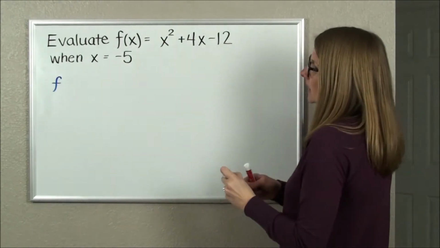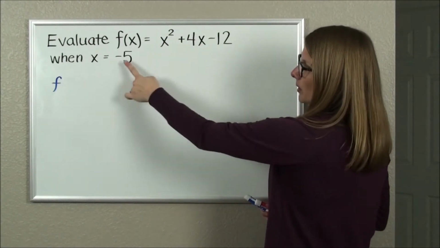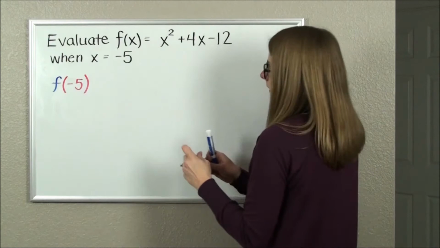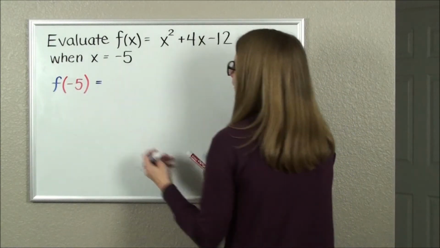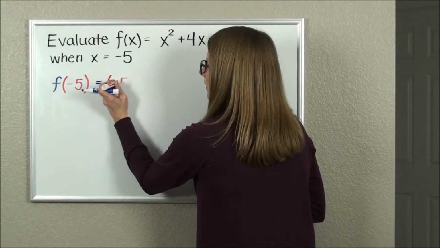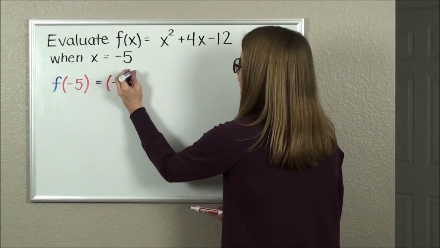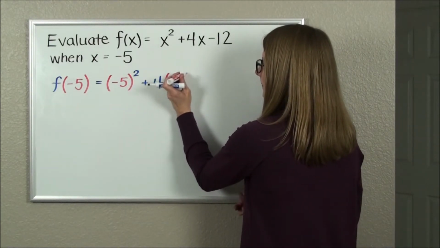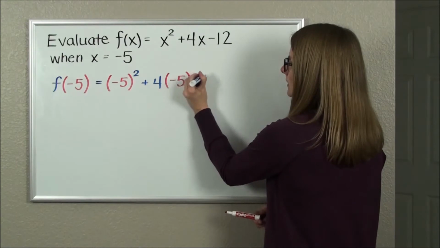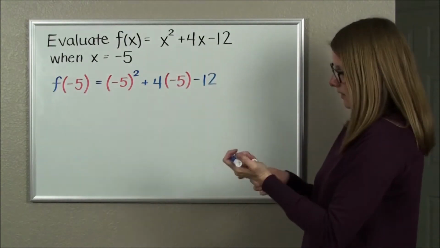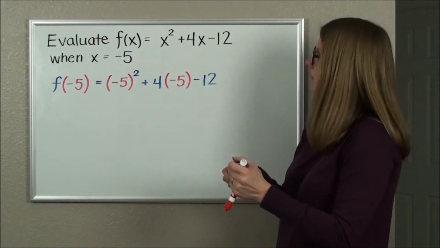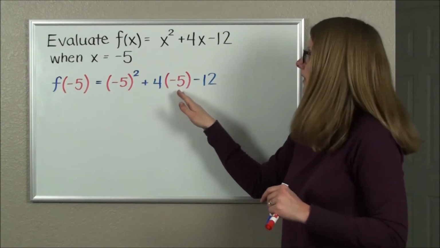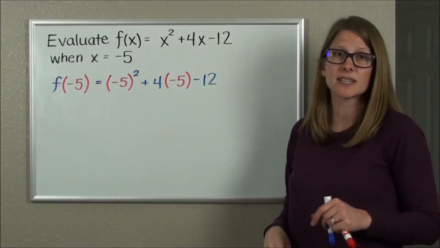So let's start by plugging things in. Wherever I see x's, I want to put this negative 5. So f of negative 5 equals... And then we need negative 5 squared plus 4 times negative 5 minus 12. So notice that comparing the original function they gave me to my plugged in version, everywhere there was an x, I now have a negative 5. Not only do I have the negative 5, I also have parentheses, and I really want to emphasize that here.